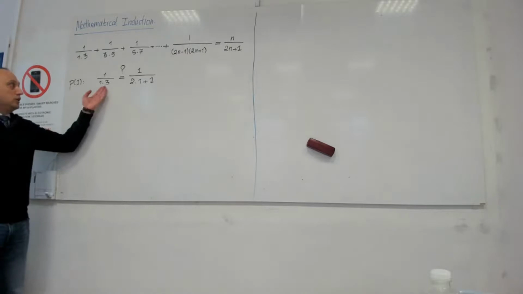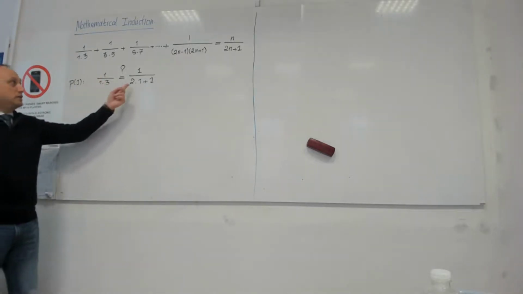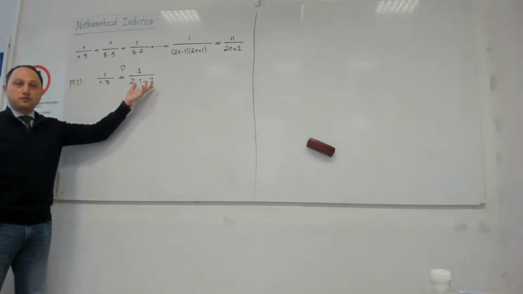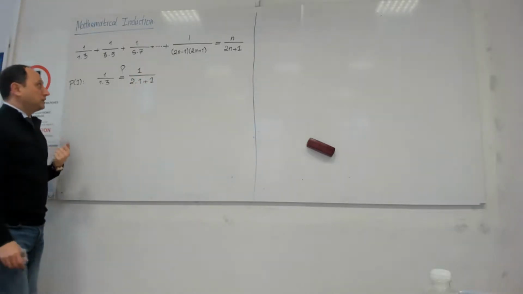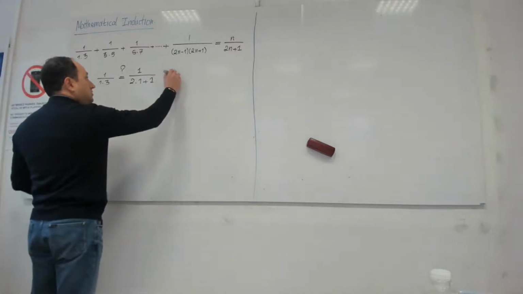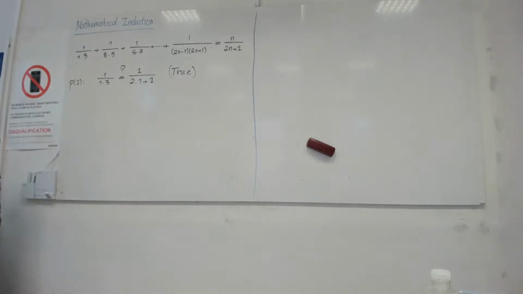Okay, is it true or not? The left-hand side is 1 divided by 3. The right-hand side, 2 times 1 plus 1 is again 3, so it's 1 divided by 3 again, yes? So what can I do? This means that this is true. So the base of my induction is true.